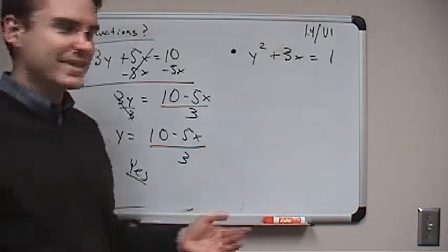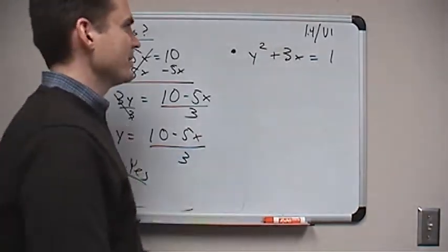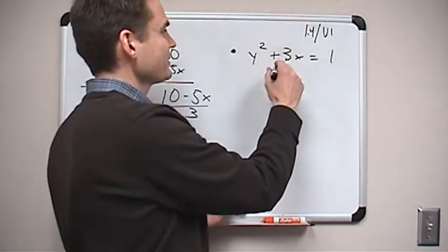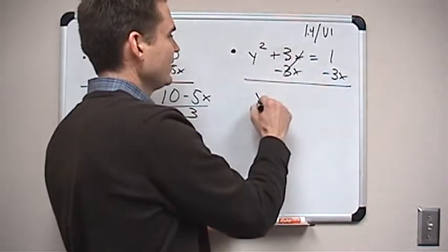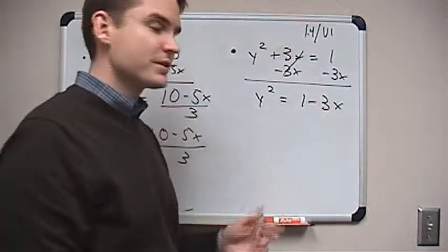Okay, what about this one? Well, you can probably already guess the answer because math teachers like to show you both sides. This one's not going to be a function, but again, you'll see that by doing the same process. I want to get y by itself, so I'll subtract 3x from both sides and get y squared equals 1 minus 3x. Okay, so far so good.